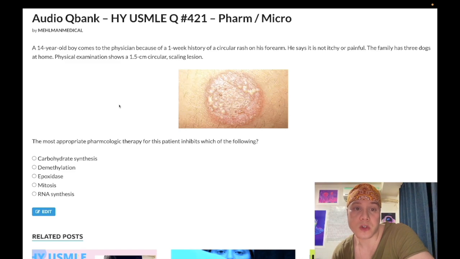A 14-year-old boy comes to the physician with a 1 week history of a circular rash on his forearm. It's not itchy or painful. Family has 3 dogs at home. Physical examination shows a 1.5 centimeter circular scaling lesion as shown here. This is tinea corporis. This is ringworm. This is a fungal infection and it's caused by dermatophytes.